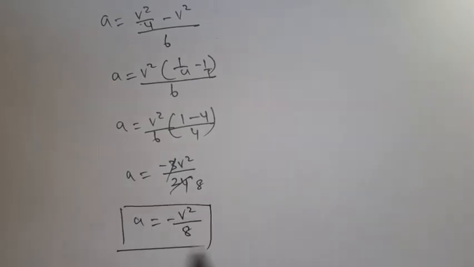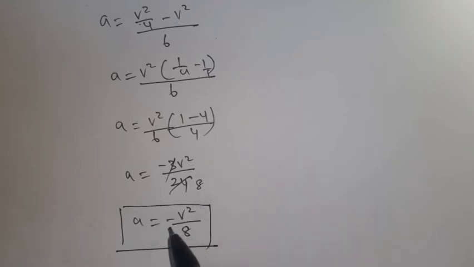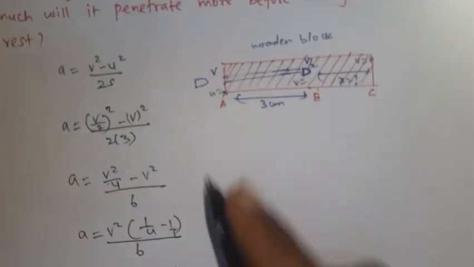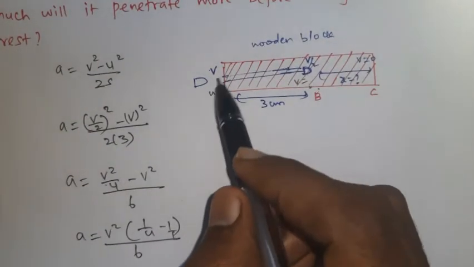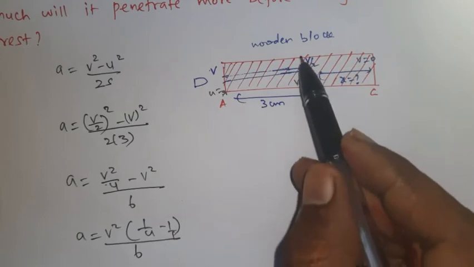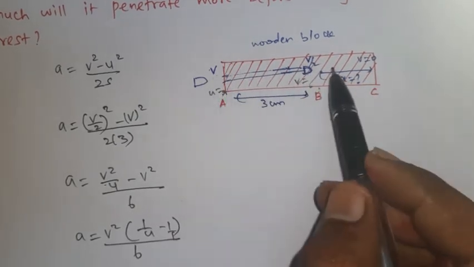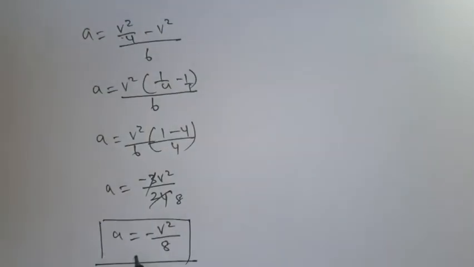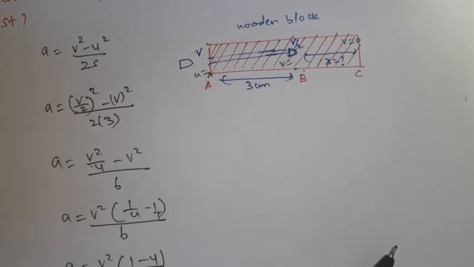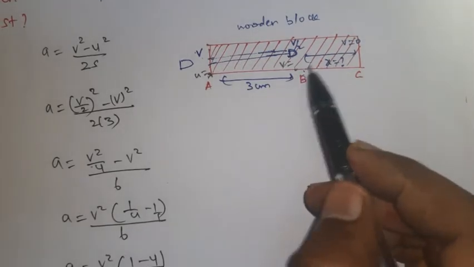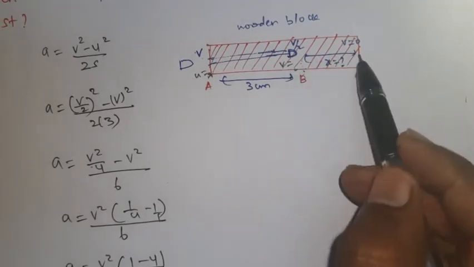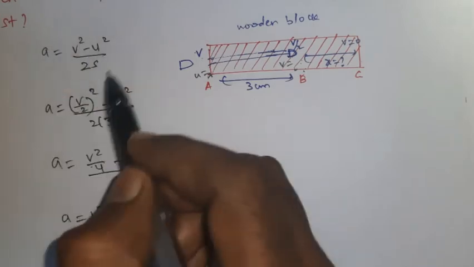Here why the negative sign? This is deceleration or retardation. The velocity decreases. If the velocity decreases, that is negative acceleration, because the first velocity is v, and after traveling 3 centimeters the velocity is v by 2. So the velocity decreases, which is called retardation. So in the acceleration we got the negative sign, that is negative acceleration. Now we are going to calculate the distance between B and C. So again we are going to use the same formula with modification.